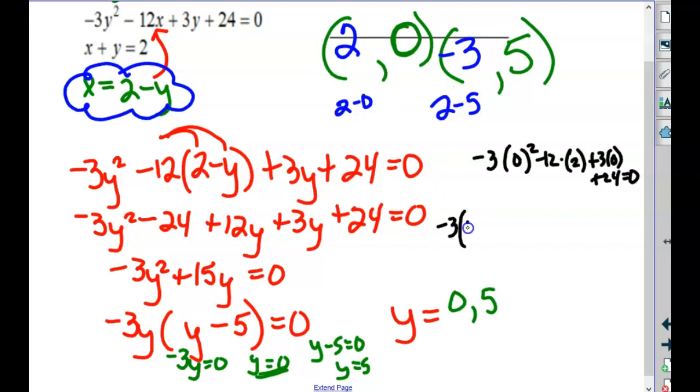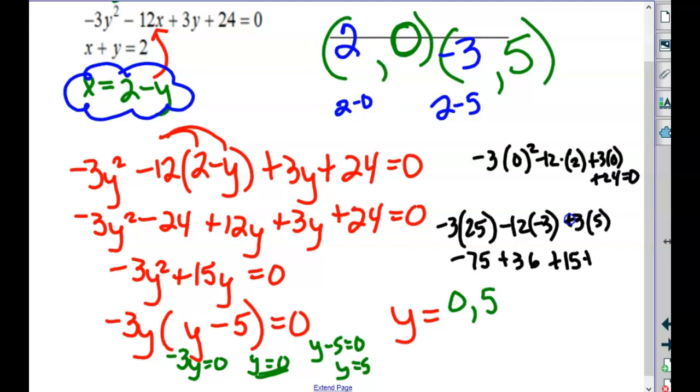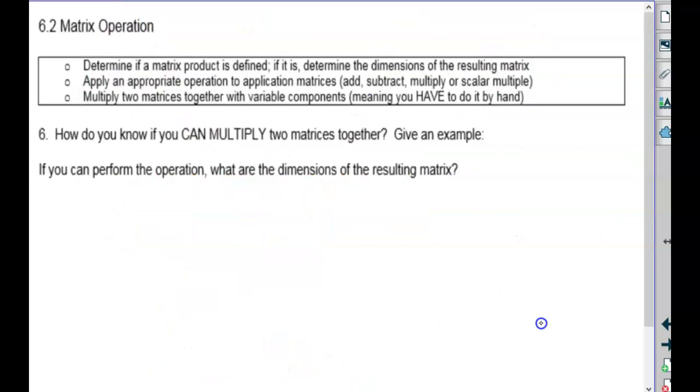It's negative 3 times 5 squared, which would be 25, minus 12 times negative 3, which would be plus 36, plus 3 times 5, which would be plus 15, plus 24 equals 0. Somebody checking that for me? 39. Yeah, I think it's right. Okay. But do you see the point here, guys? There's no reason to get any of these wrong, right? Can check them. Okay.